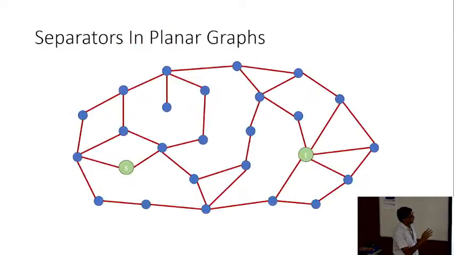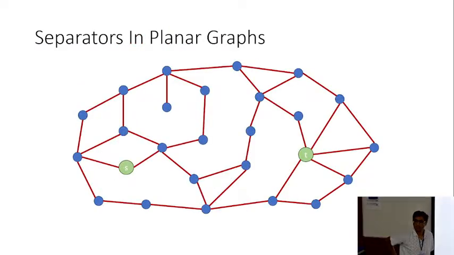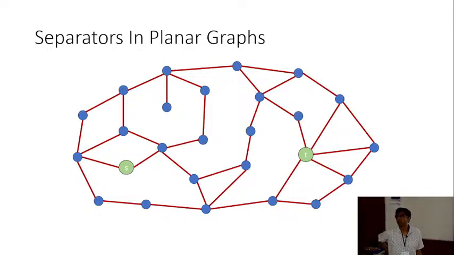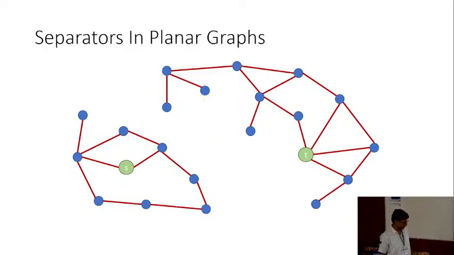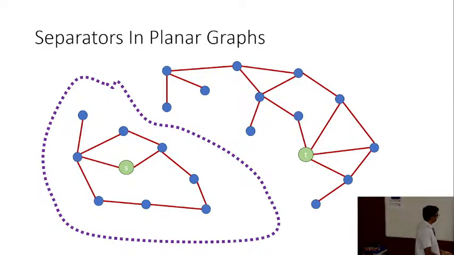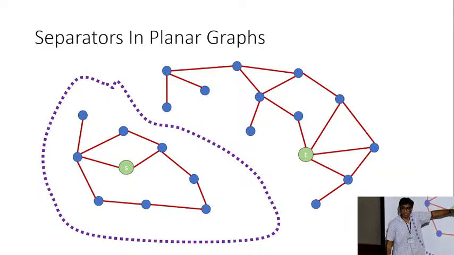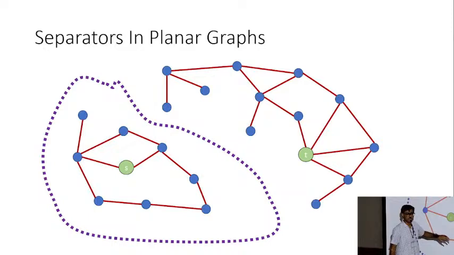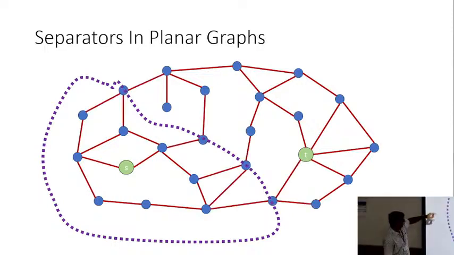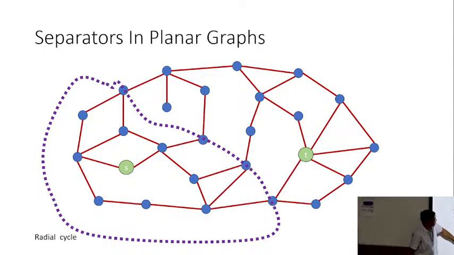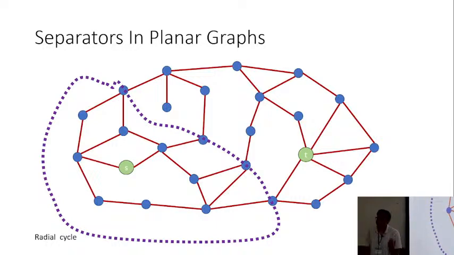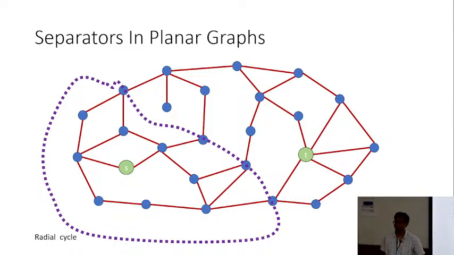To do that, let me take a detour. You all have seen separators in planar graphs. So what does a separator in a planar graph look like? This is a separator. Basically, a separator is nothing but a region that keeps S on one side and T on the other side. Which basically means that this is a radial cycle. But what is a radial cycle? Let me tell you what radial cycles are.